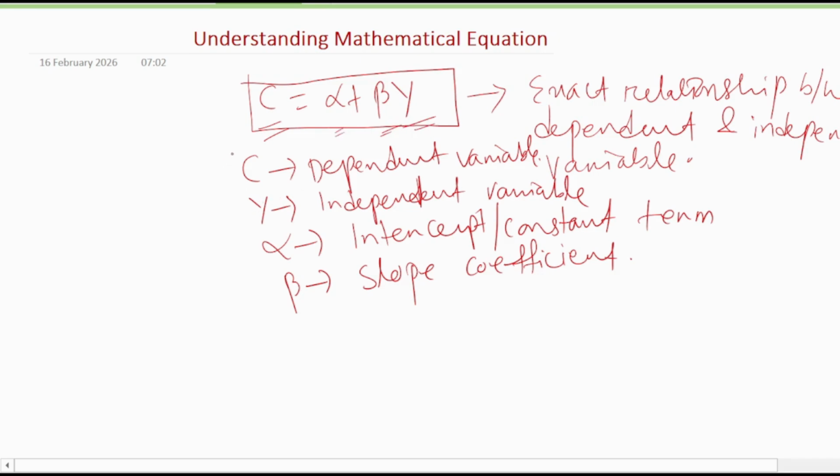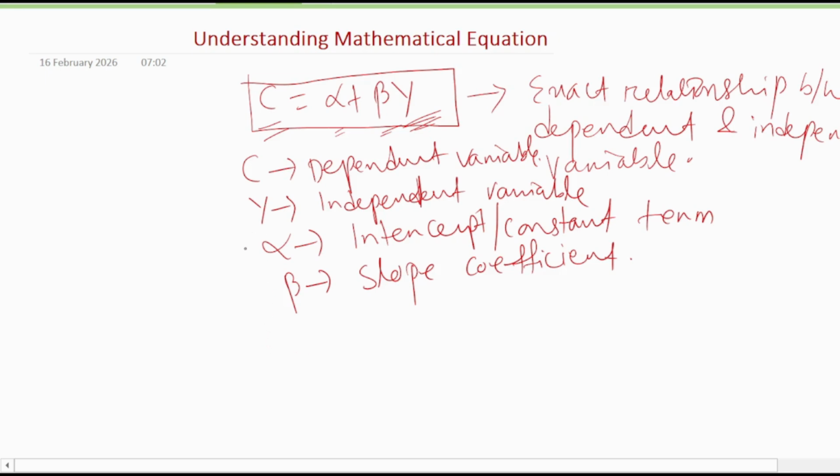So here if we want to examine how the y affects the C, that means C becomes the dependent variable and y becomes the independent variable, and here we assume that C depends upon y. So y is also called the explanatory variable, okay, or regressor.